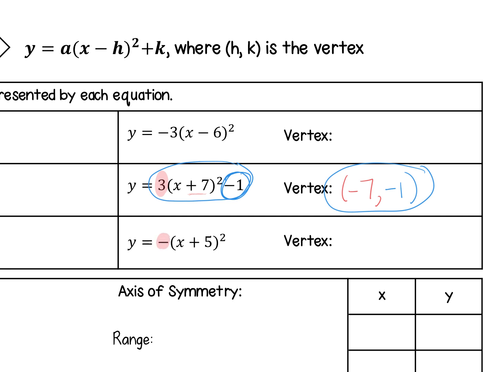On something like the one underneath it, similar to what I said on the last one, this negative out front just makes the parabola open upside down. It doesn't change where the vertex is. This +5 is going to shift the graph. It's a translation left 5, so it makes the vertex -5 for the x value. There's no number out here, so there's an invisible 0. So the y value of the vertex is 0. So that's your answer on that one.